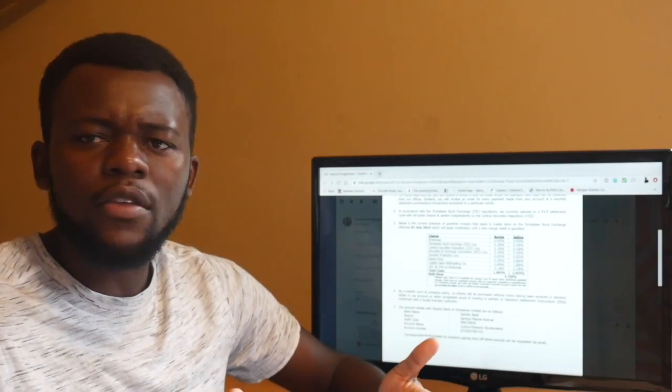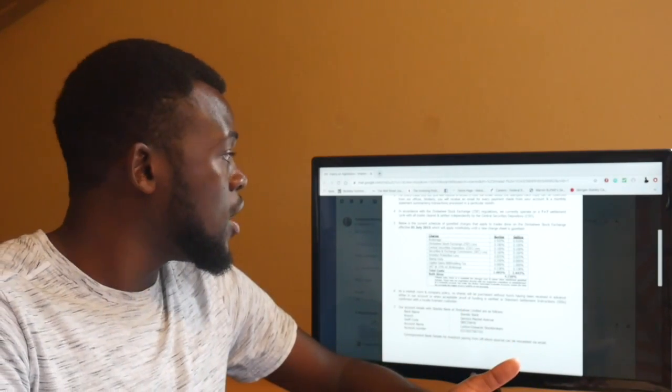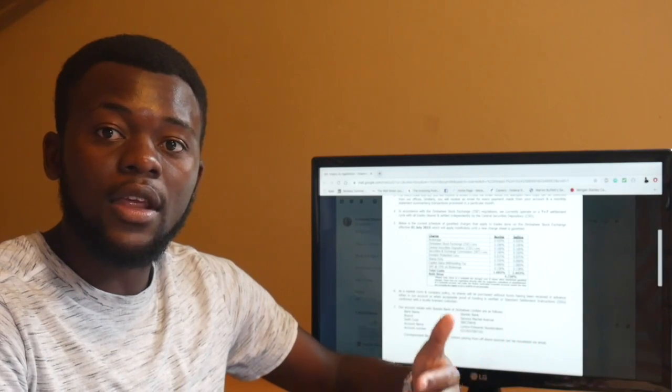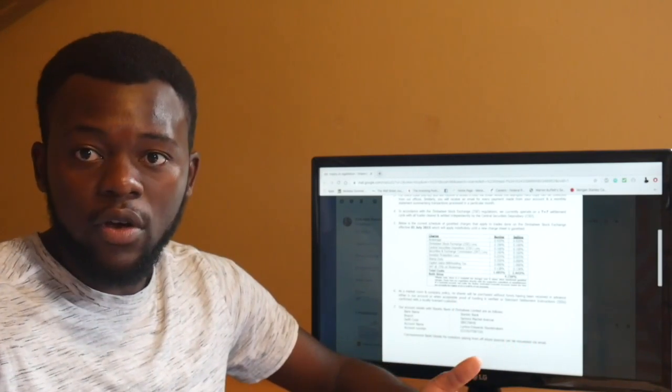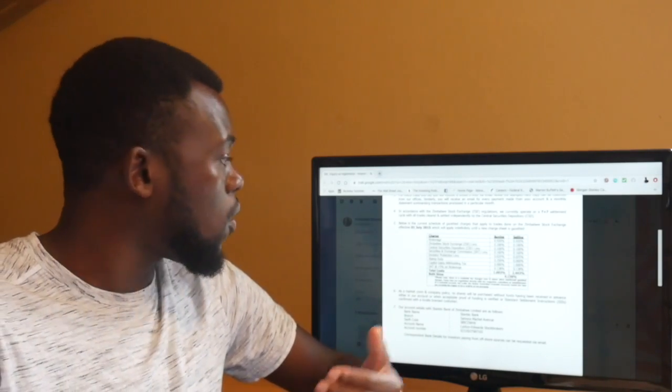Well, you'd ask, what are these costs? They're brokerage costs. Of course, the stockbrokers who are executing the instructions for you to trade need a little bit of money. And then there's the Zimbabwe Stock Exchange levy. As an institution, the Zimbabwe Stock Exchange does get money every time you buy or sell shares.